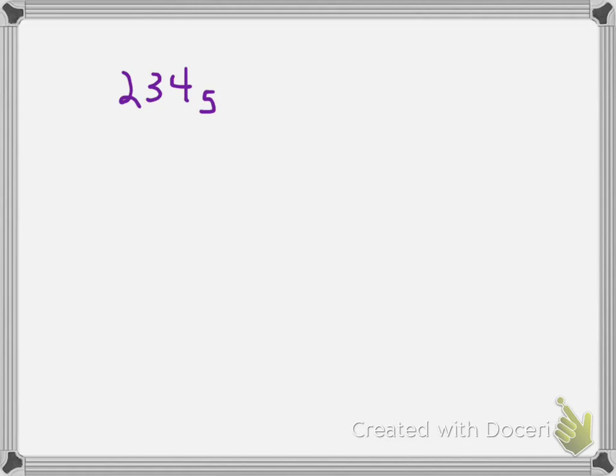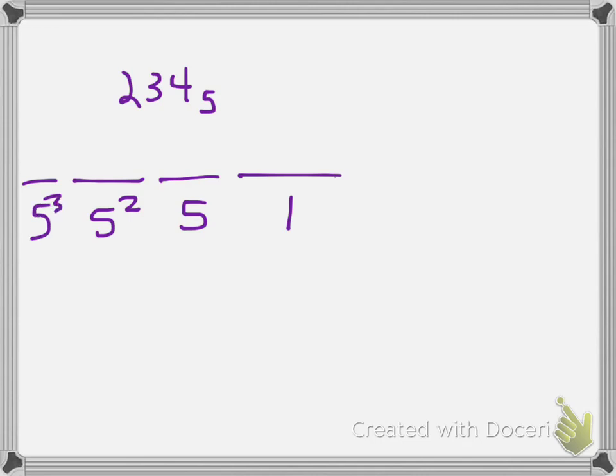So, for example, the problem where you had 234 base 5. Base 5 means that our units are 5 instead of how in base 10 our units are 10. That means if I think about place value, I've got a ones place, a fives place, a 5 squared place, which is 25, and I also have a 5 cubed place. And it keeps going. I can keep getting bigger and bigger.